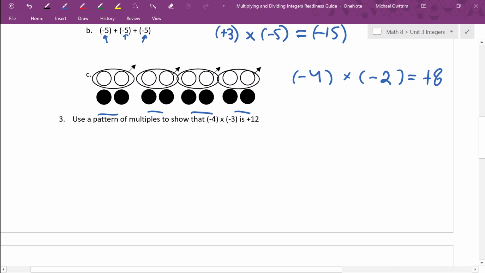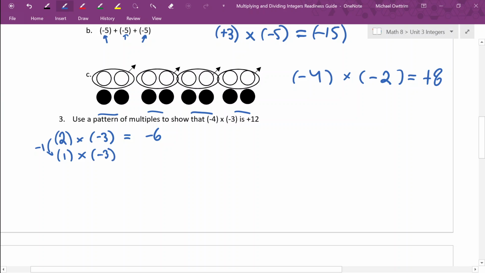As far as a pattern of multiples go, you could look back at lesson number 3, I believe. And we're going to go ahead and start with easier multiples than negative 4. So let's maybe start with 2 times negative 3. And that would give us negative 6. We decrease our multiplier by 1. What happens to our product?